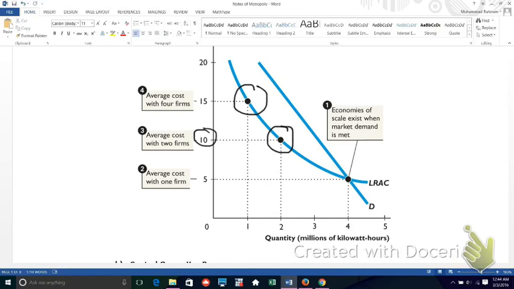Now imagine a third option where instead of allowing two firms or four firms, you allow one firm to produce and supply for the entire market. If you allow 4 million output to be produced and supplied by a single producer, again, according to the long run average cost curve, we see that the average cost is much lower for this single firm.